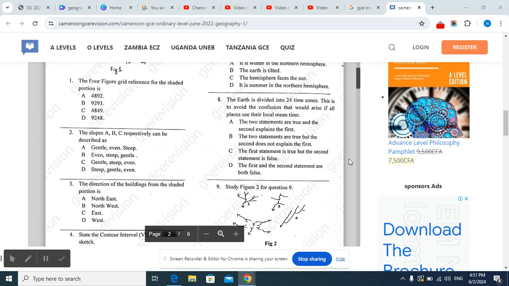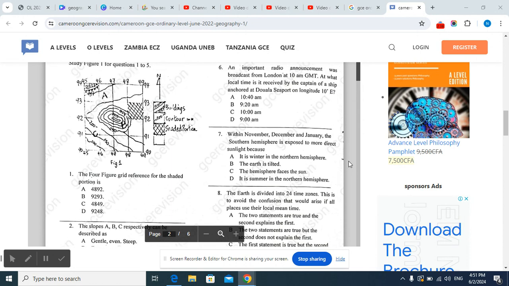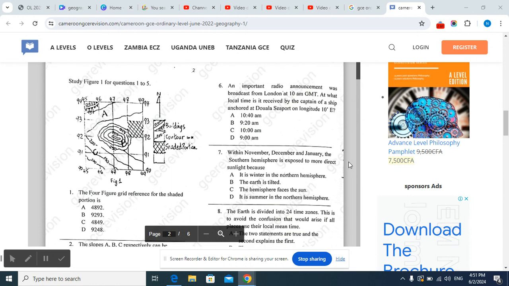Question 6. An important radio announcement was broadcast from London at 10 a.m. GMT. At what local time is it received by the captain of a ship anchored at Douala Seaport on longitude 10 degrees east? The answer is A.